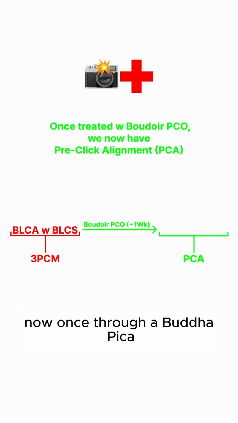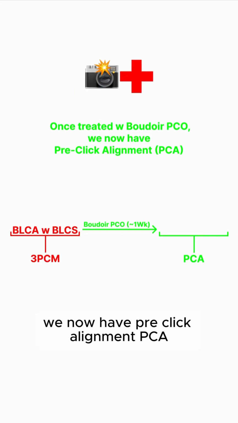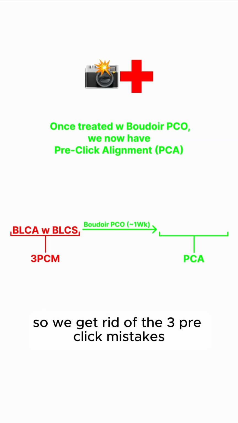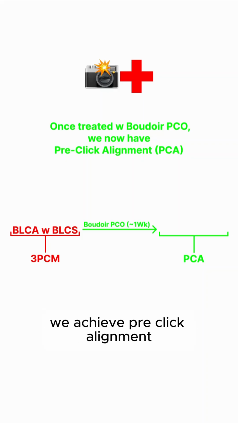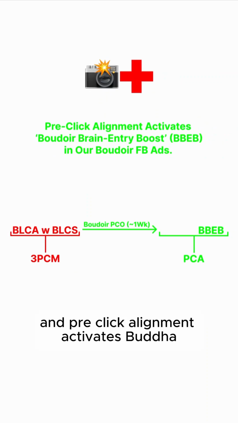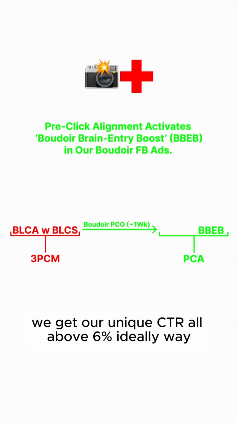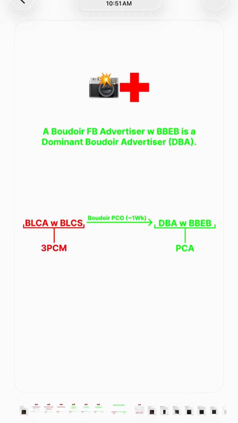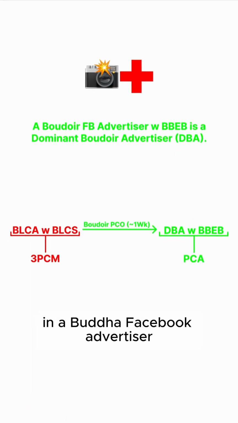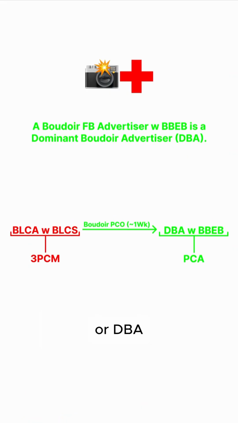Now, once treated with Boudoir Pico, we now have pre-click alignment, PCA. So we get rid of the 3 pre-click mistakes. We achieve pre-click alignment. And pre-click alignment activates Boudoir brain entry boost in our Boudoir Facebook ads. Basically, we get our unique CTR above 6%, ideally way, way, way above it. And a Boudoir Facebook advertiser with Boudoir brain entry boost is a dominant Boudoir advertiser, a DBA.